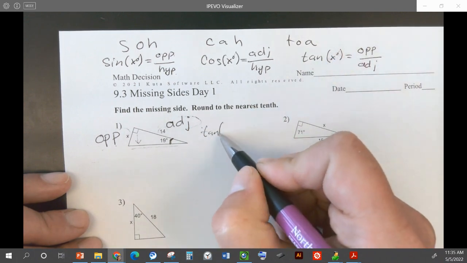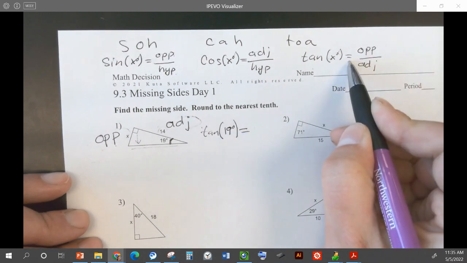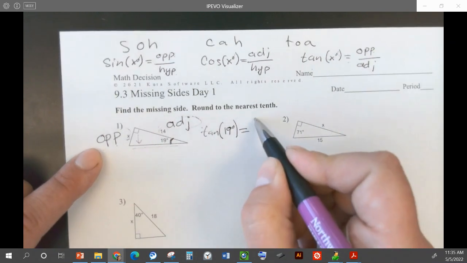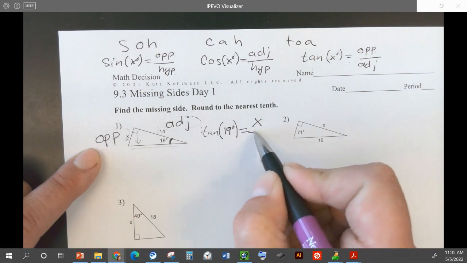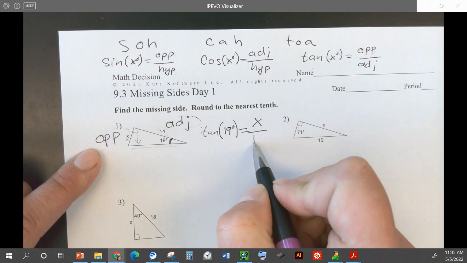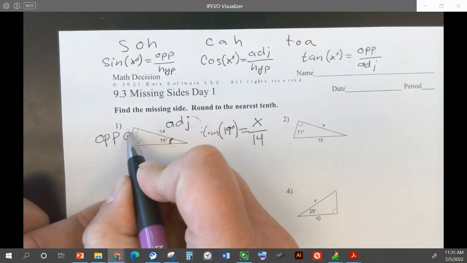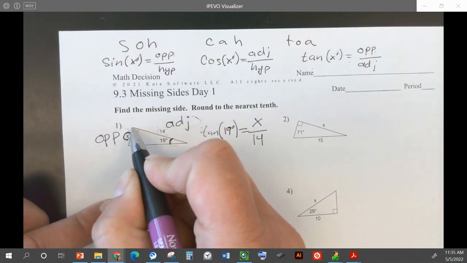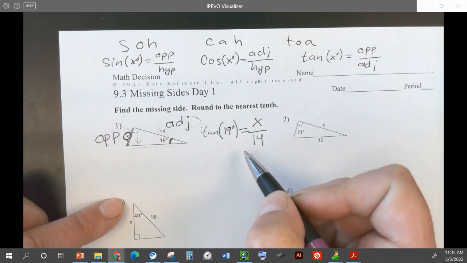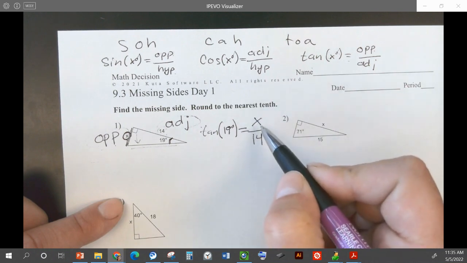So we need to use the tangent of the angle. The angle needs to go inside here. Tangent of 19 is equal to the opposite side. That's x. Over the adjacent side, which is 14. So we are looking for this side length. We want to know how long this side x is. So we have this set up. Now we just need to do some algebra. We need to get x by itself. So how are we going to do that?